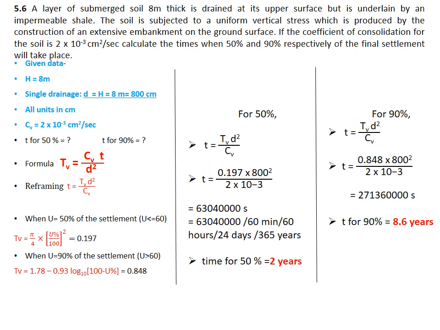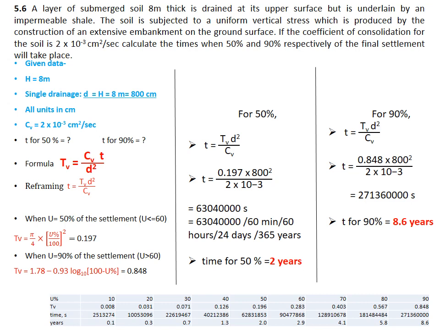So for homework or for your practice, you can take the range of this U for different values of U from 10 to 90, and you try to find out the values of t using the same formula. So first your task will be to find out TV, and then you will get the value of t. So here I have given a table, so you can practice it and then you can cross check your answers here.